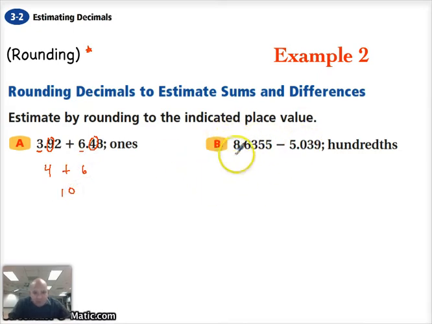Over here, same sort of thing. Only this time we're rounding to the nearest hundredths. So when we round to the nearest hundredths, we're looking at this and this.